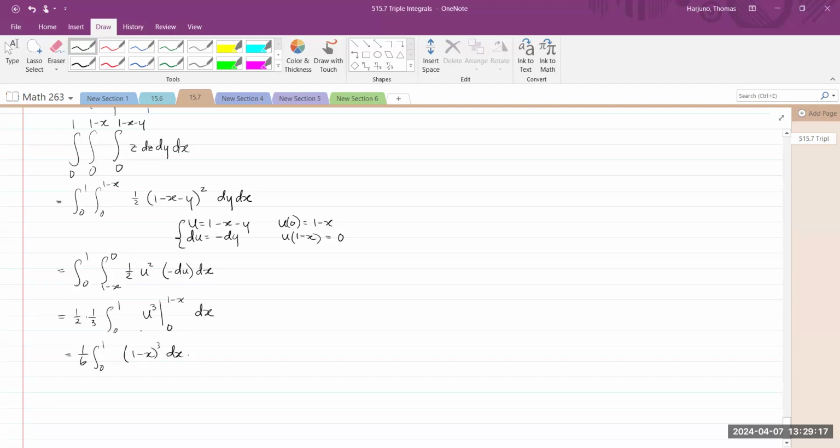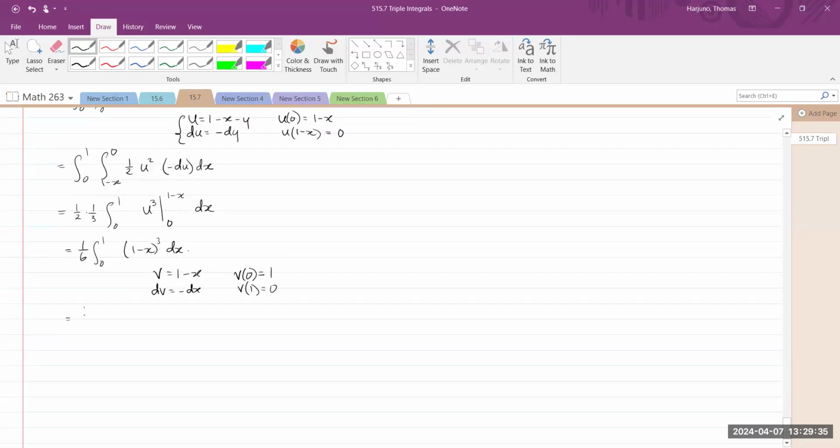Okay, and of course you can integrate this, right? Let v equal 1 minus x, so dv equals negative dx. When x equals 0, v is 1. When x equals 1, v is 0. So this is 1/6 integral from 1 to 0 of v cubed negative dv. It's 1/6 times 1/4, from 0 to 1. Oh, that's 1/24.